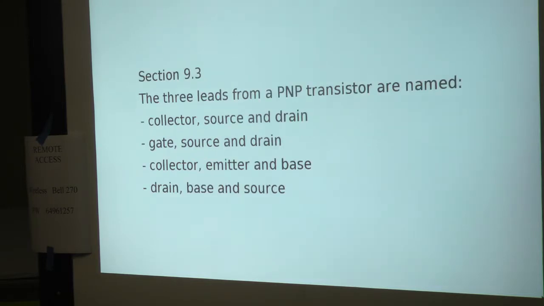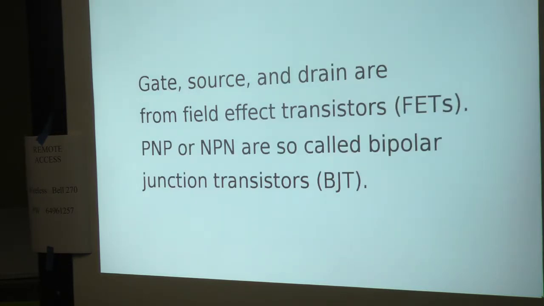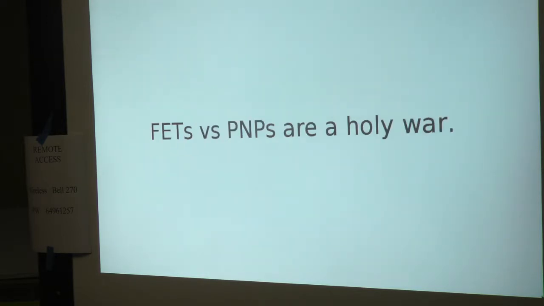Not going to help. So, the 3 leads from a PNP transistor are named: number 3, gate, source, and drain? No, sorry, collector, emitter, and base. I like that one, yeah, number 3. Collector, emitter, and base. Yep, that's correct. So the gate, source, and drain are on field effect transistors, or FETs. PNP and NPN are so-called bipolar junction transistors. And now we get into this fun field.